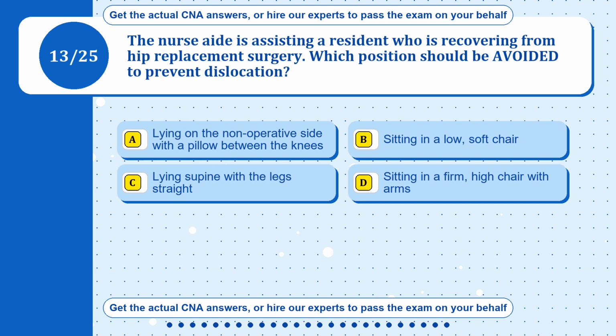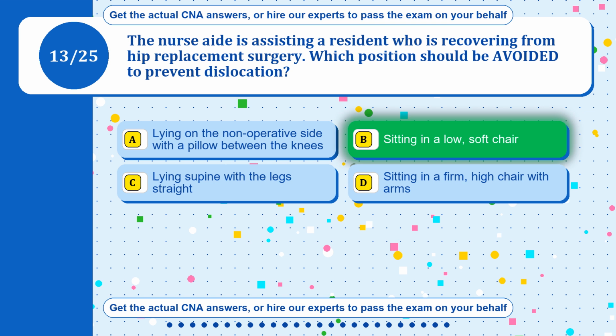Question 13. The nurse aide is assisting a resident who is recovering from hip replacement surgery. Which position should be avoided to prevent dislocation? Option A, lying on the non-operative side with a pillow between the knees. Option B, sitting in a low, soft chair. Option C, lying supine with the legs straight. Option D, sitting in a firm, high chair with arms. The correct answer is option B, sitting in a low, soft chair.